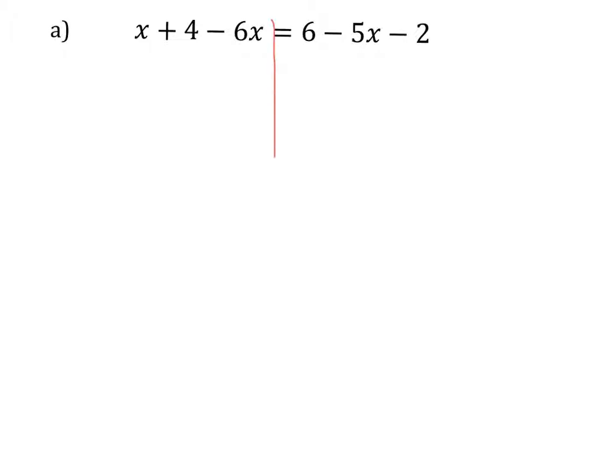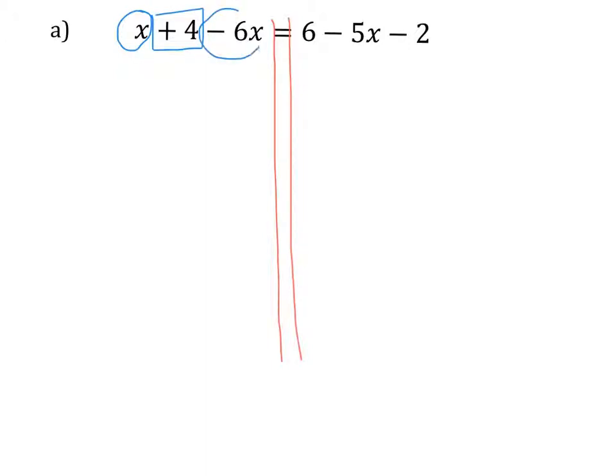I'm going to begin by making my lines down the equal sign, and I'm going to think about my flip book. The first page of my flip book asks to look for parentheses to see if we need to do the distributive property. I don't see any parentheses on the left side, and I don't see any parentheses on the right side. I'm going to flip and skip that page of my flip book. The next page asks me if I have any like terms to combine on the left side or on the right side of my equal sign.